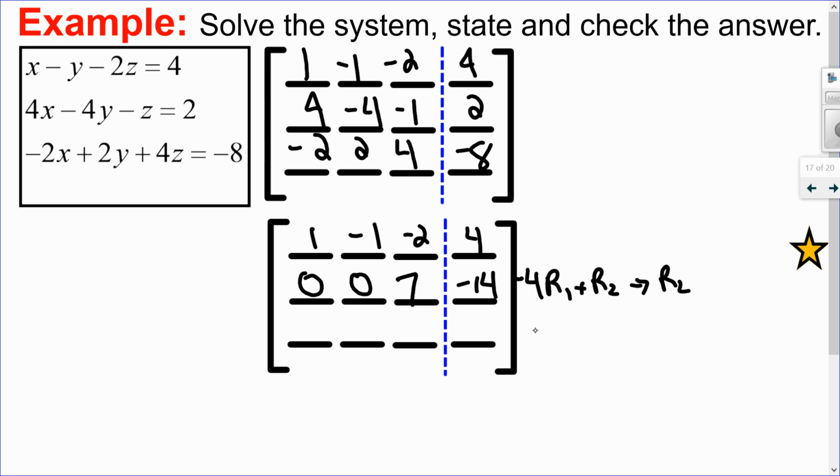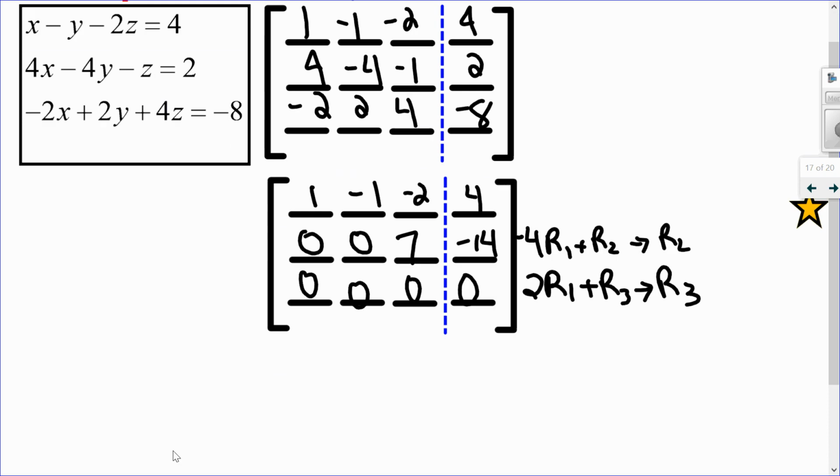Okay, let's do 2 times row 1, and we'll add that on to row 3. So 2 times 1 is 2, plus negative 2 is 0. 2 times negative 1 is negative 2, plus 2 is 0. 2 times negative 2 is negative 4, plus 4 is 0. 2 times 4 is 8, plus negative 8 is 0. We have a row of zeros.